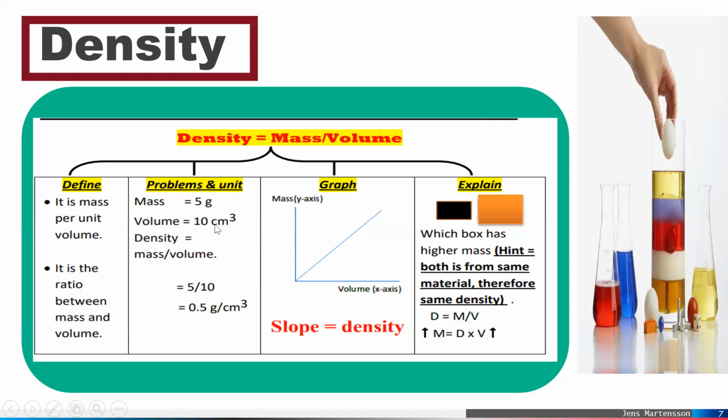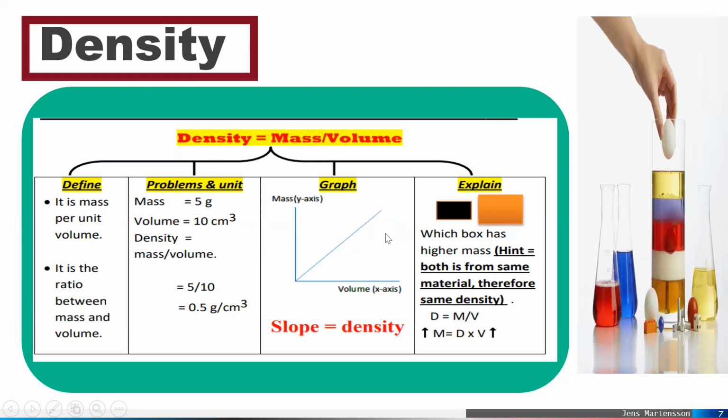As a problem to understand and practice how we can calculate the density of any object, you need to first measure the mass and the volume, and then divide the mass over the volume, so you will get the density of the object.